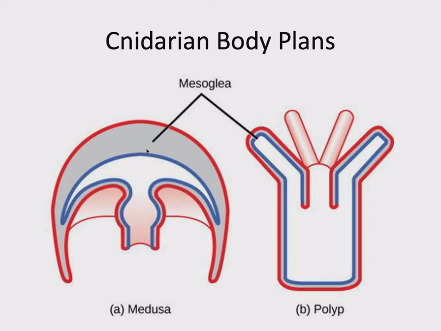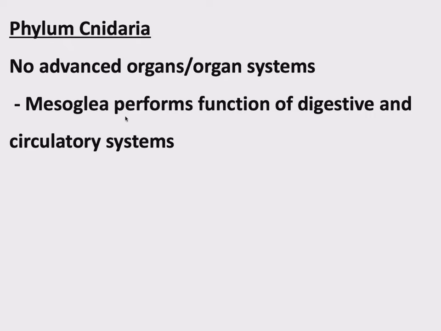Stuff breaks down here, and because it runs the length of the entire body, it effectively moves things around, even though it's not actually circulating the way a more complicated circulatory system would. So the mesoglia, the jelly, fulfills the function of these systems.